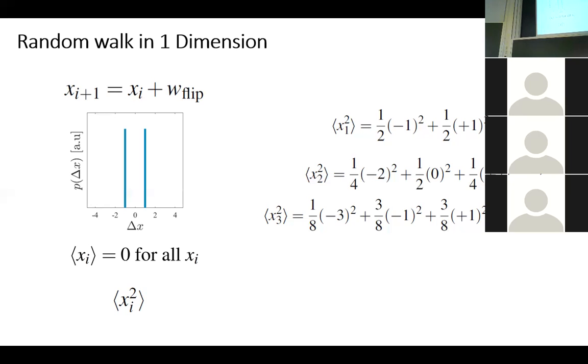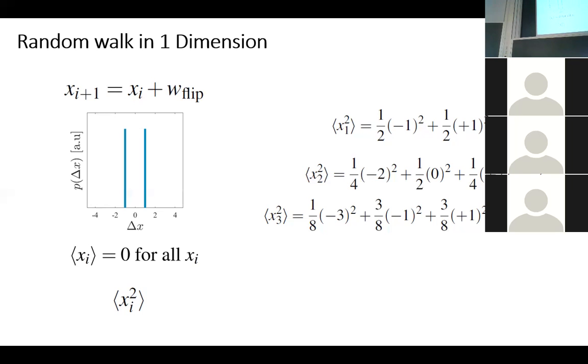After one step, I have a 50% probability of being at -1 and a 50% probability of being at +1. I put the variable here, x squared, and average over it, multiplying by the probabilities of each case. If I'm at -1, it's straightforward: my x squared is 1. If I'm at +1, my x squared is again 1. So the average of x squared after one step is 1.